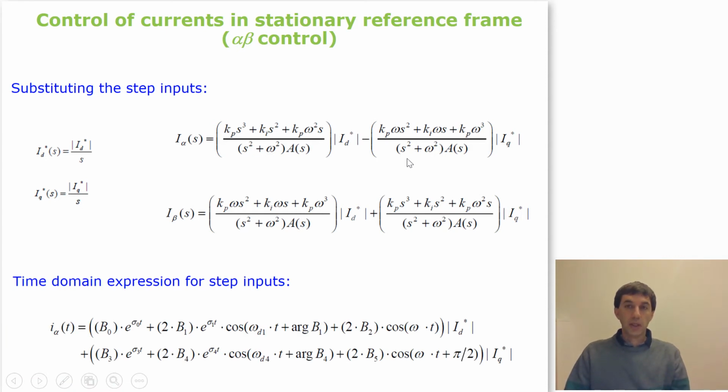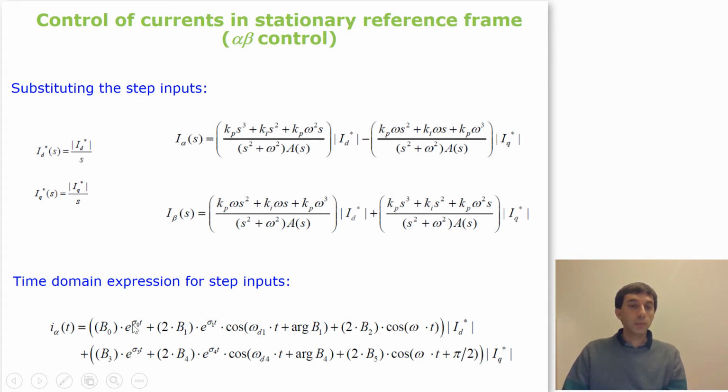If we solve these Laplace domain expressions, and we derive or obtain the time domain expressions from them, we have, for instance, for alpha current, but something very similar would be obtained for beta current, one expression multiplying the D amplitude of the current reference for D, and we obtain something very similar multiplied by the Q current.